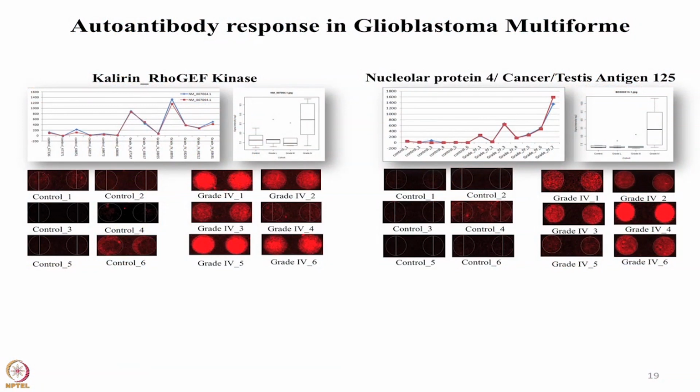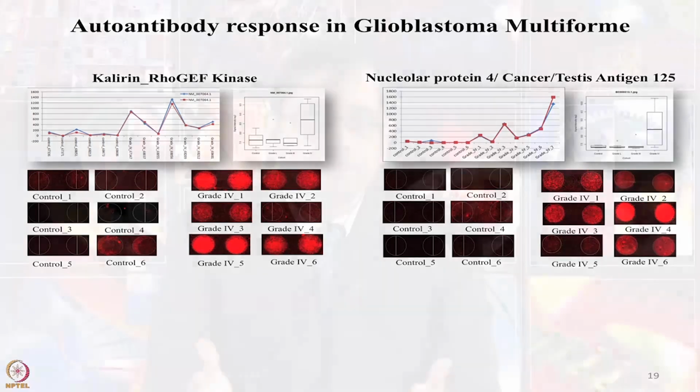So, I will summarize the results in a nutshell in a very brief manner. When we looked at the GBM patients' autoantibody response using cerebrospinal fluid, we were able to see some new proteins emerging which we had missed out from the serum samples, and one interesting protein is Calirin, Rho GEF kinase. Now, this protein promotes the exchange of GDP by GTP, regulates neuronal shape, growth and plasticity, and is involved in actin cytoskeletal remodeling. It is also detected as a driver 1 mutation in another type of cancer, HNSCC.